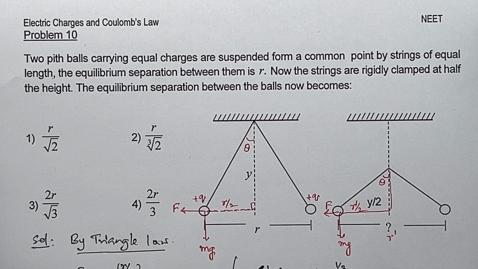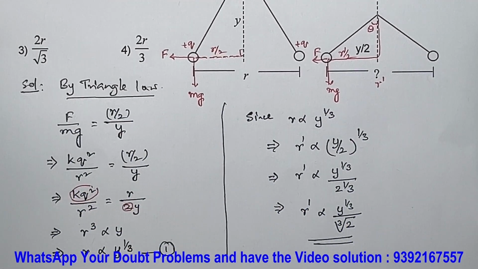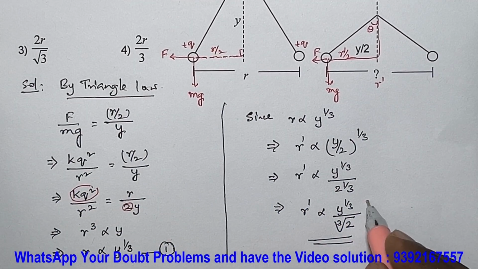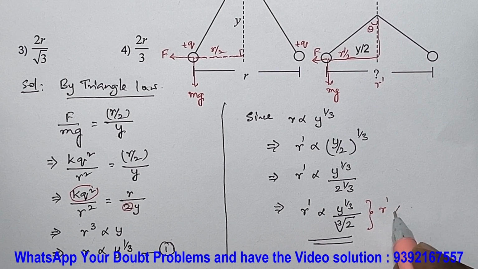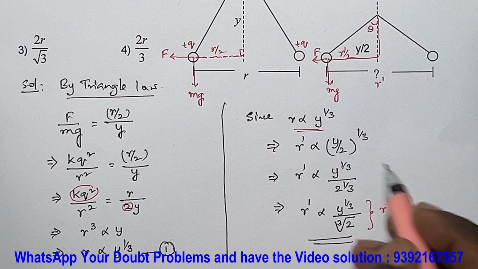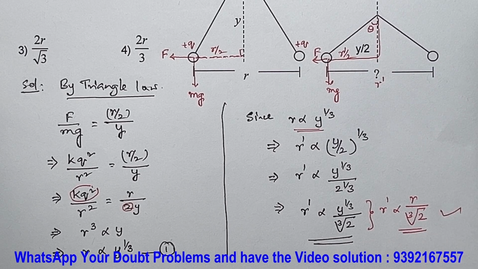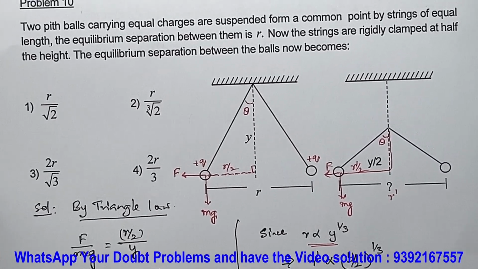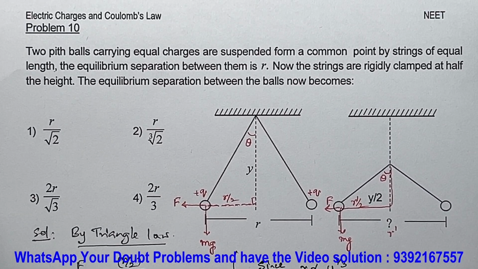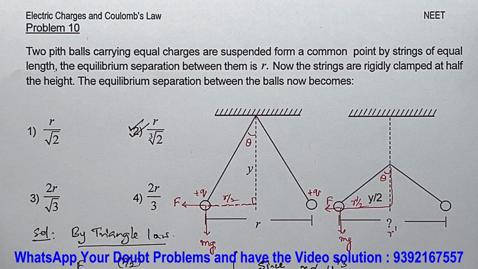Here one more step I forgot to write, so let us write that also. From this, r dash proportional to y power 1 by 3, and y power 1 by 3 is r, small r. So r dash is small r by cube root of 2. So this option they have given. So the correct answer for this question is 2. That is the correct answer.